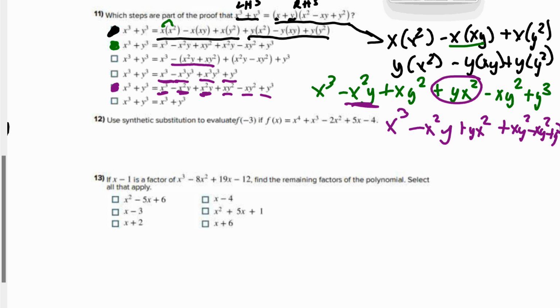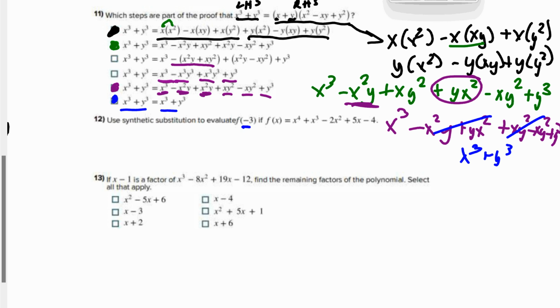Now if I combine those like terms, these get subtracted from each other, and I just get x cubed plus y cubed, which is just this one. So those are the 4 steps that get me the left-hand side equals the left-hand side. Okay, on the next one, using synthetic substitution.